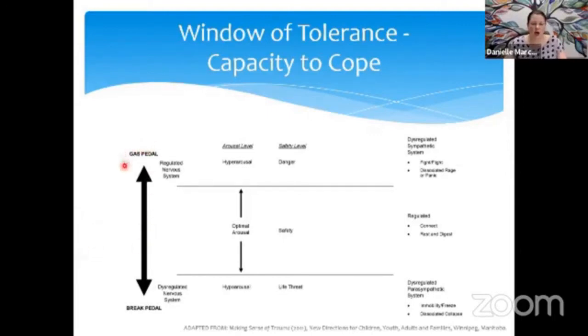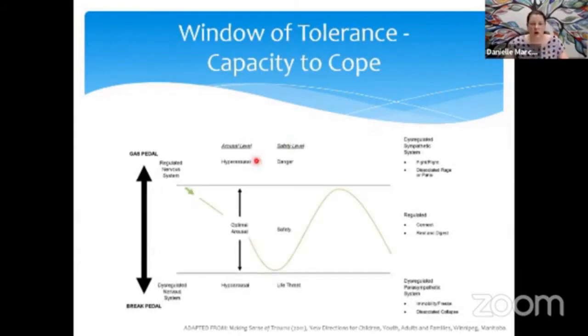So on top here is what we would call the gas pedal. It's higher up, and here is the brake, right? Ideally, you want to be in between those two lines. That would be a regulated nervous system. When you're in this area, you feel connected to others, you feel rested, you're capable of interacting and dealing with stressors.